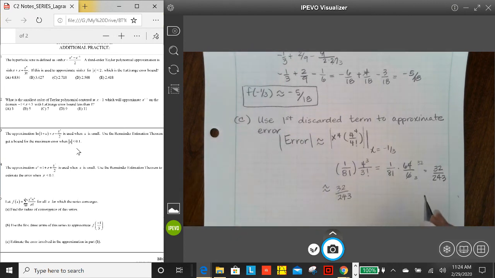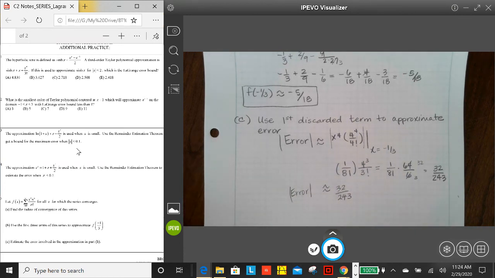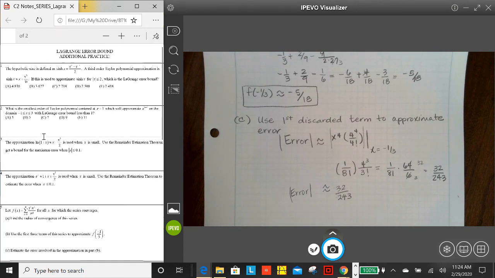You know, this problem didn't state I had to use Lagrange either, so I could use the first discarded term, which is pretty cool, because you have a choice sometimes, even though you might not believe you have a choice sometimes. But all right, then summary, that is my working through the Lagrange error bound additional practice worksheet, which I promised to do.